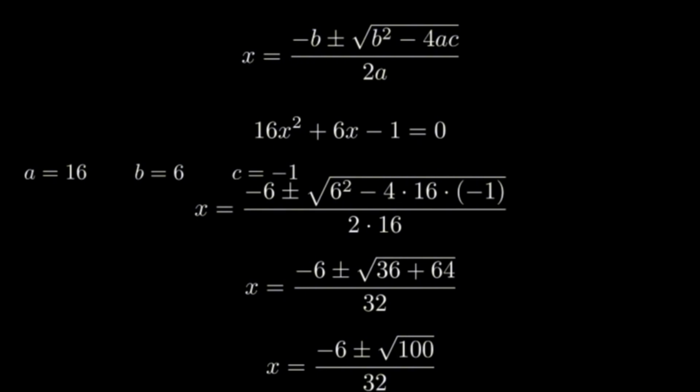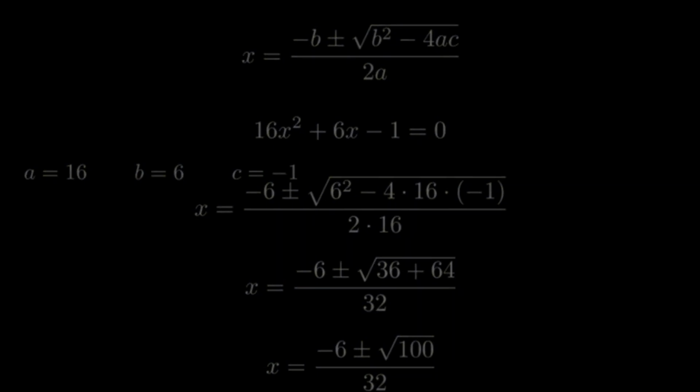We found that the solutions to our quadratic equation 16x squared plus 6x minus 1 equals 0 are x equals 1 over 8 and x equals negative 1 over 2. You can verify these solutions by substituting them back into the original equation.